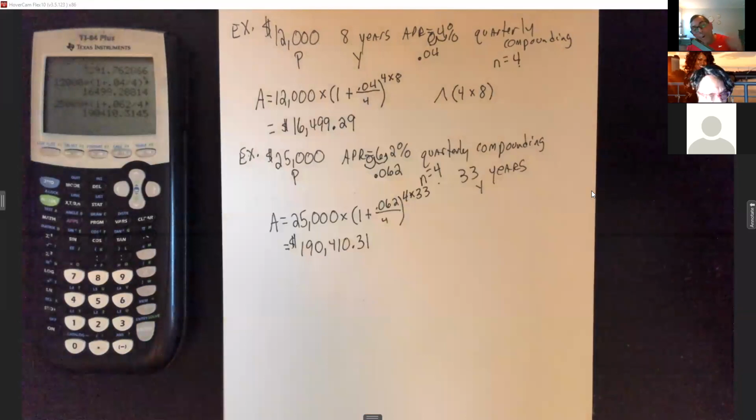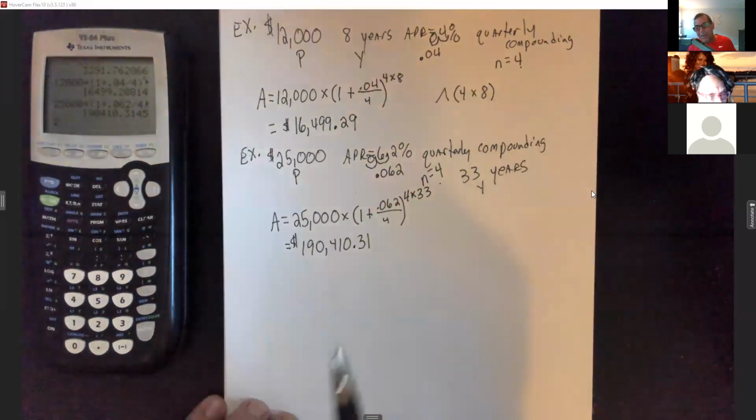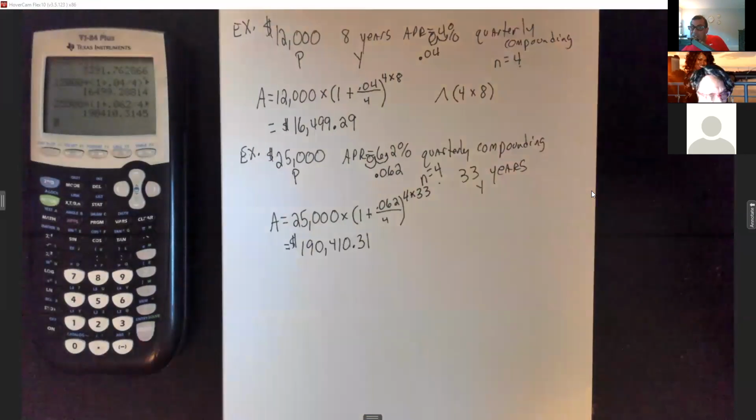So if you could afford to invest $25,000 for that long, you've got almost $200,000, okay? So you made almost $165,000 on that, maybe. So that ain't too bad. All righty, so I'm about to give you more formulas.